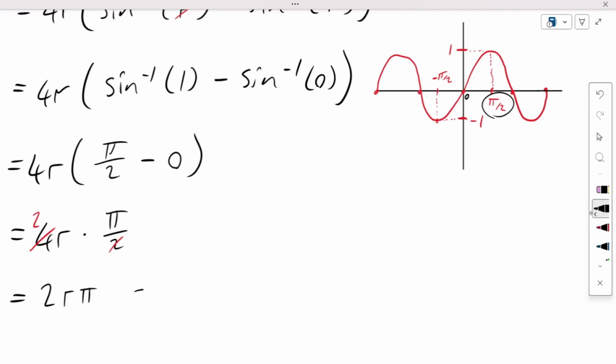But obviously, let's fix that over here. We can say this is 2 times pi times radius. And there we go. We have just proven that the circumference of a circle is equal to 2 pi times radius.